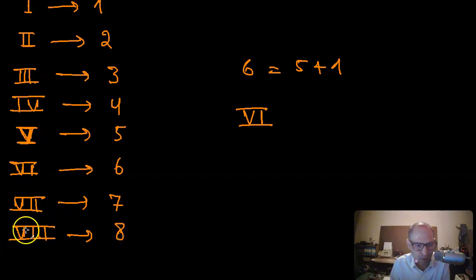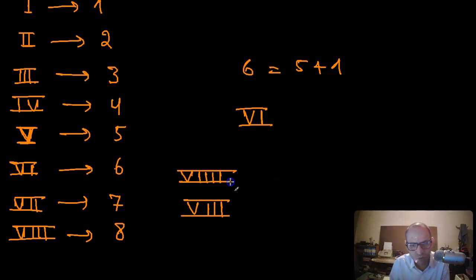But then again, you see in an 8, you have a 5 and 3 1s successively, right? So you might think that to write a 9, you would put a 5, and then 4 of these 1s together. But there is a rule based on which you're not supposed to repeat any of these characters more than 3 times, meaning that the highest number of times a character like a 1 can be repeated successively would be only 3. More than 3, you cannot do that. So this is not possible.